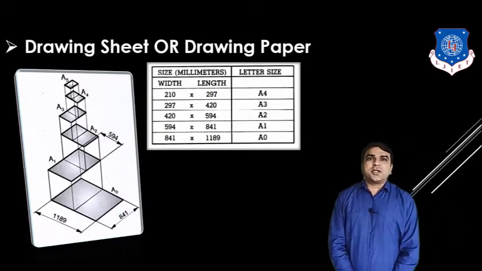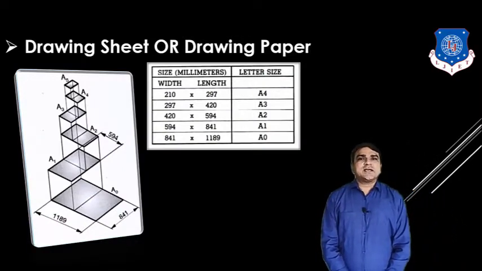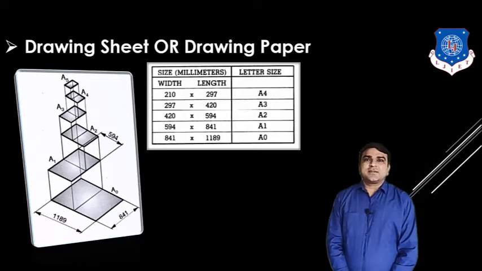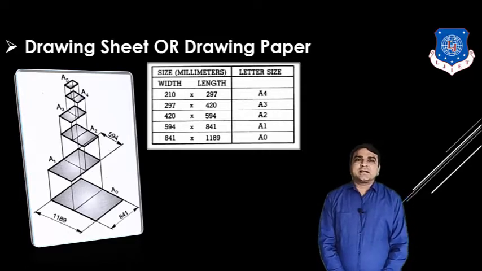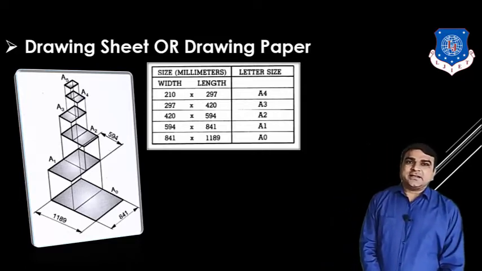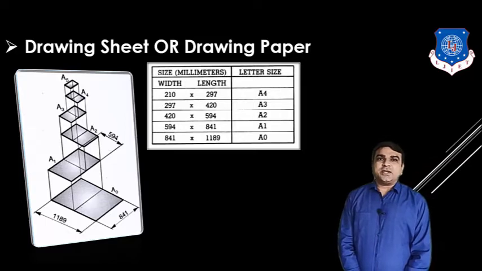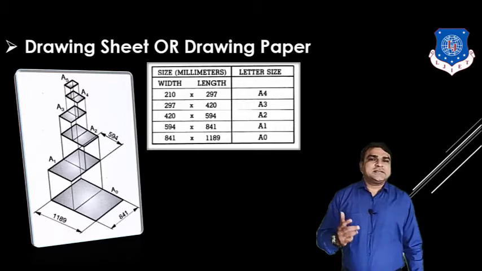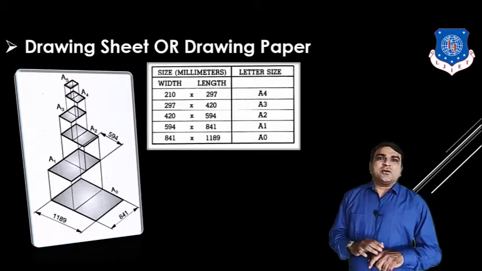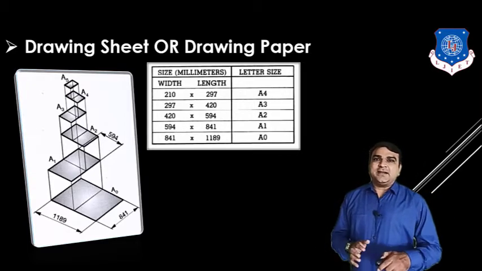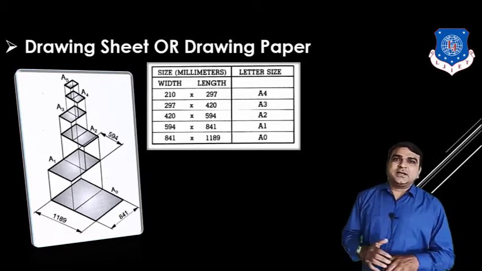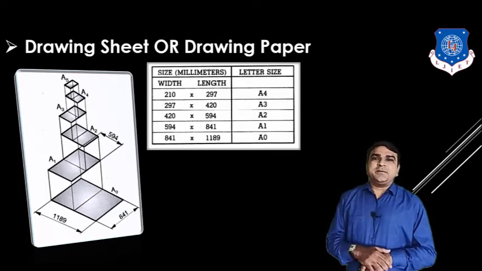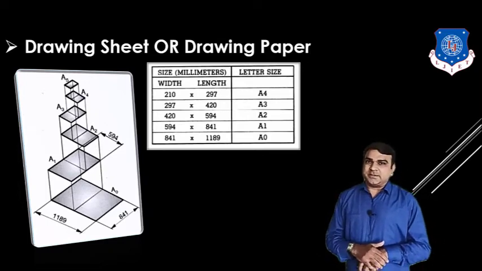Drawing sheet or drawing paper. Various sizes of drawing sheets are available as per the BIS standard. The sheets are designated as A0, A1, A2, A3, A4 size. The surface area of A0 size paper is 1 square meter, and the length and width of the paper is 1189 millimeter by 841 millimeter.